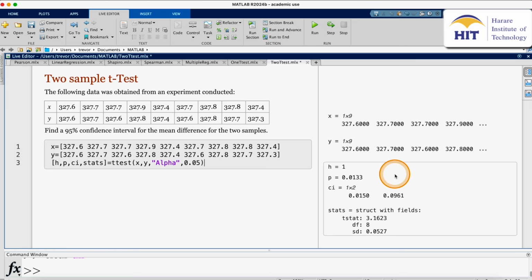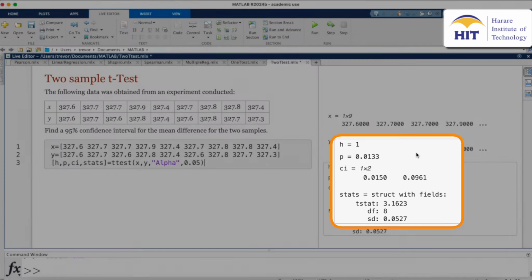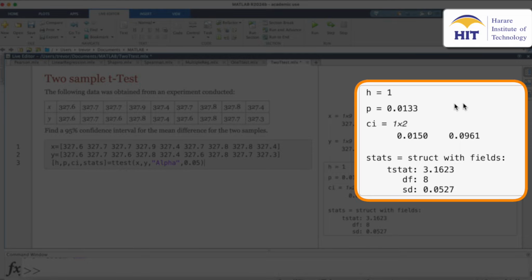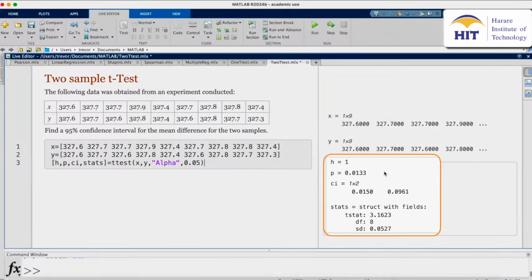And we see that our h, the test decision, is equal to 1. We are rejecting the null hypothesis, which says that there is no difference between the means of the two samples. And our confidence interval is 0.0150 to 0.0961.